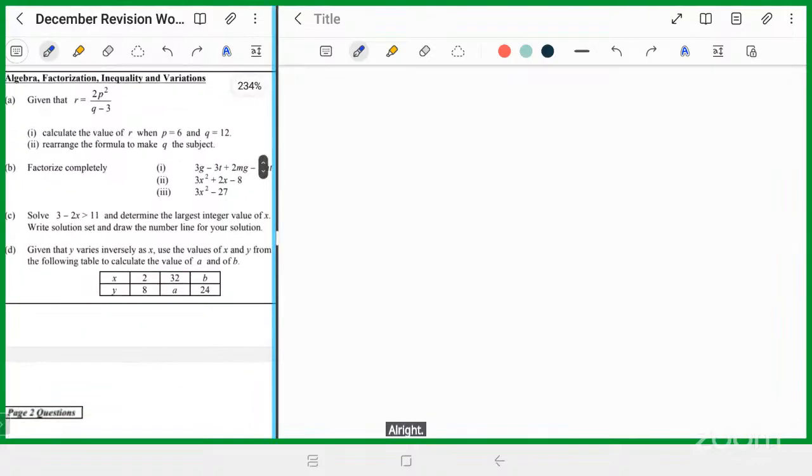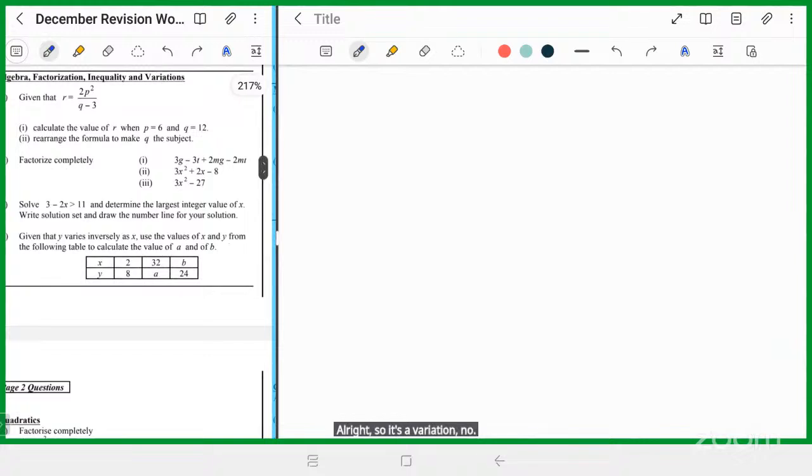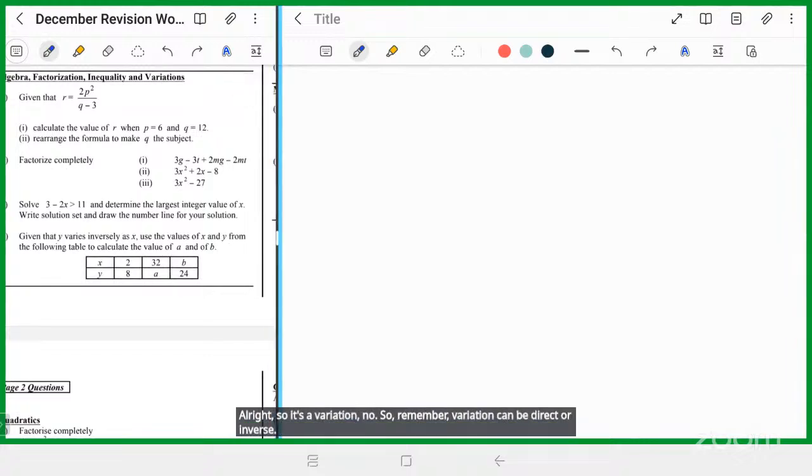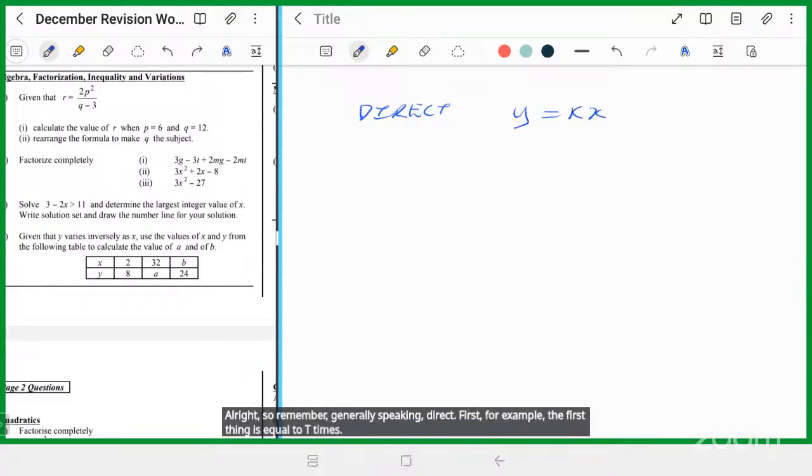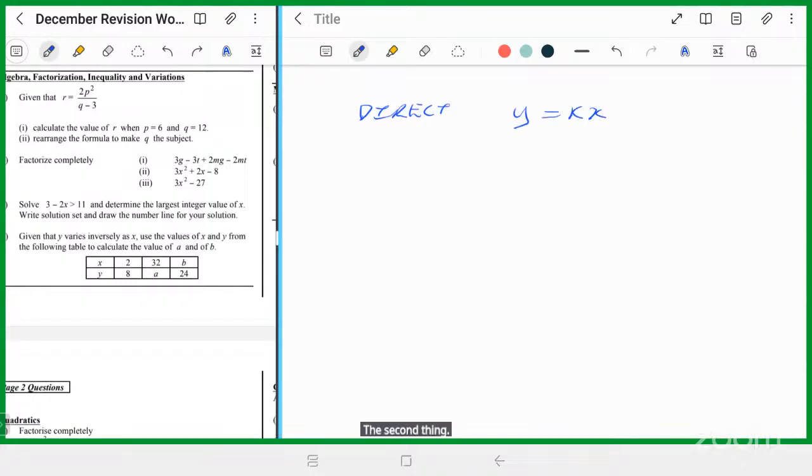Alright, so it's a variation question now. So remember, variation can be direct or inverse. Generally speaking, direct variation means, for example, the first thing is equal to k times the second thing, right? And inverse variation means that the first thing is k divided by the second thing, as simple as that. And you're trying to find the k.